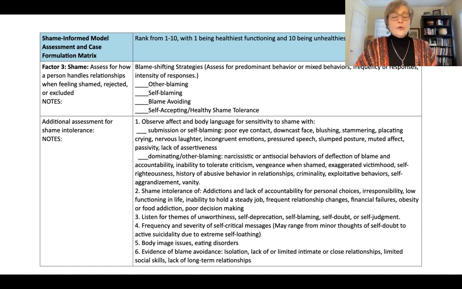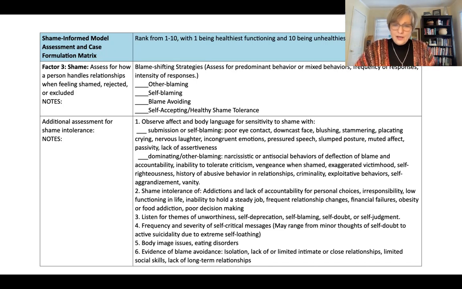Certainly we can just look for overt affect or body language. Are they more submissive and self-blaming? You can see that. Do they make poor eye contact? Do they have poor body postures? Easily blushing, placating, crying, nervous laughter. Incongruent emotions is one I often look for, right? That always-permanent smile, even though they're saying that their pet just died, and they're smiling about it. That incongruent emotion can be a people-pleasing behavior. And obviously lack of assertiveness or passivity.